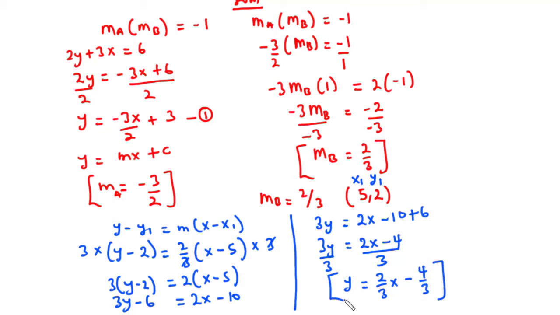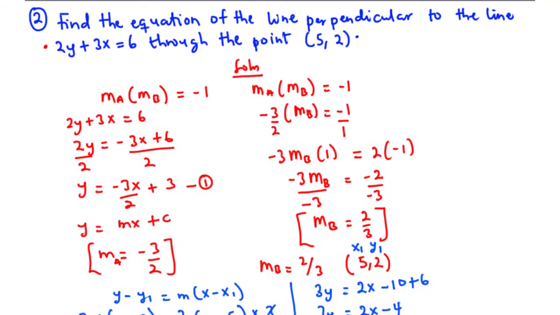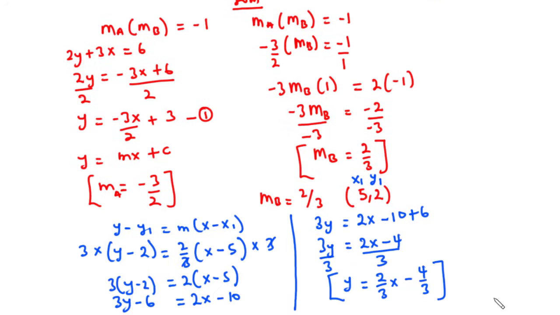So this is the equation of the line that is perpendicular to the line 2y plus 3x equals 6, which passes through the point (5, 2).